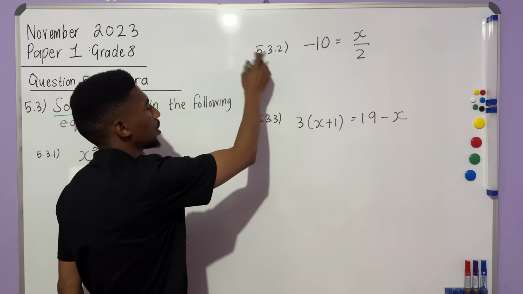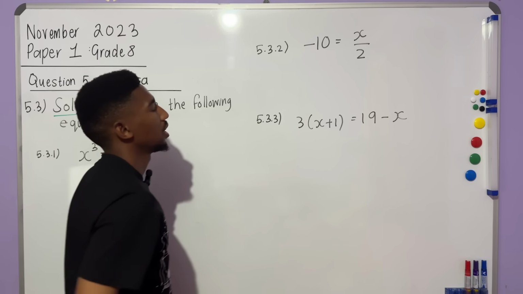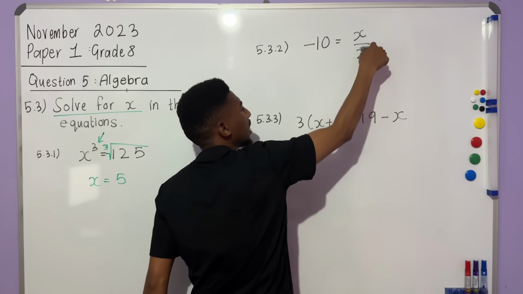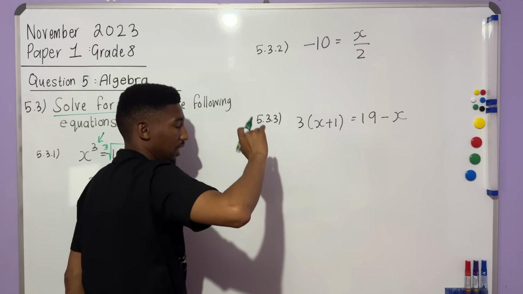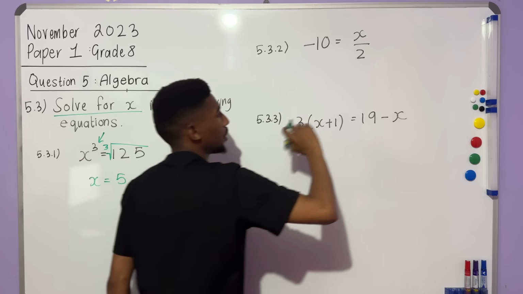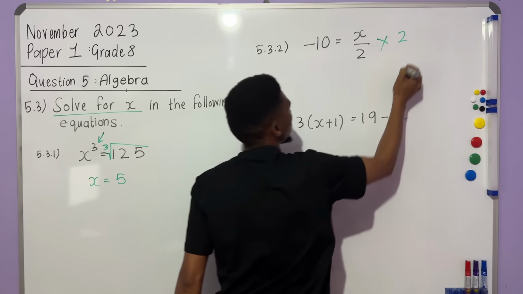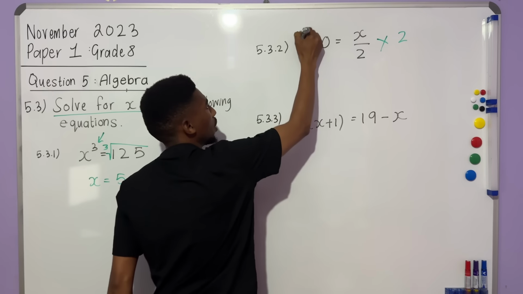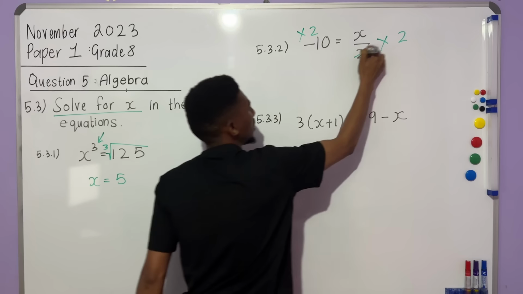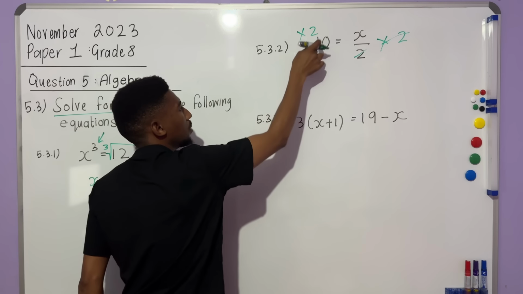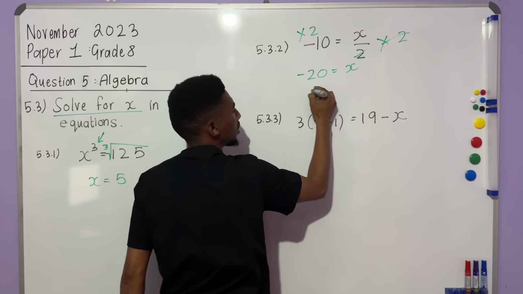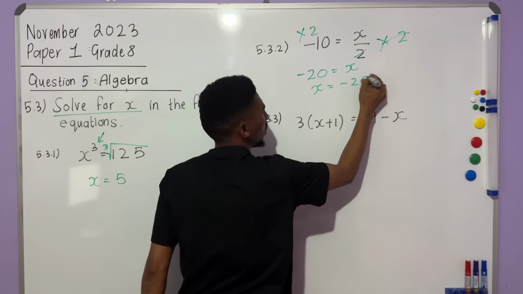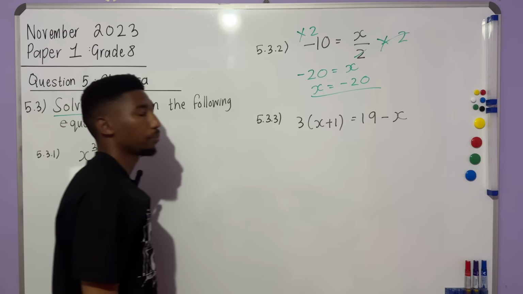In 5.3.2, we have minus 10 equals x divided by 2. Keyword: x is divided by 2. We apply the inverse, and we're going to say multiply by 2 on both sides, and that will cancel. Minus 10 times 2 would be minus 20 is equal to x, or x is equal to minus 20, which is the same thing.